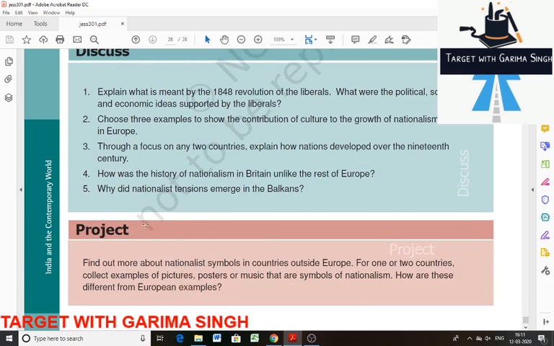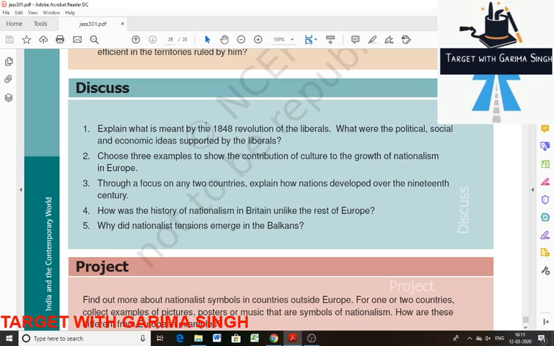This you have to discuss: explain what is meant by the 1848 revolution of the liberals. What were the political, social and economic ideas supported by the liberals? So this is from the French Revolution. Liberalism had stood for the end of autocracy and clerical privileges, a constitution and representative government through parliament. 19th century liberals also stressed the inviolability of private property. The memory of the French Revolution nonetheless continued to inspire liberals.